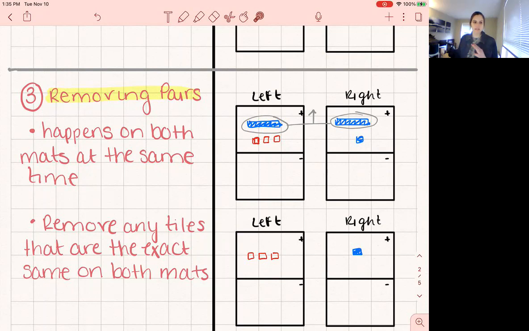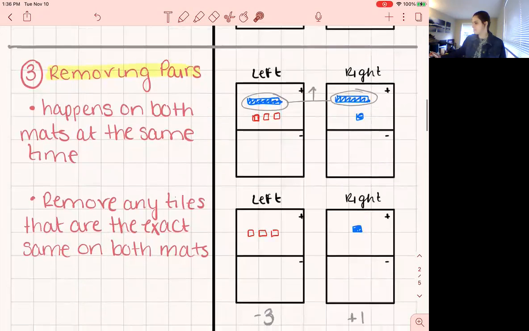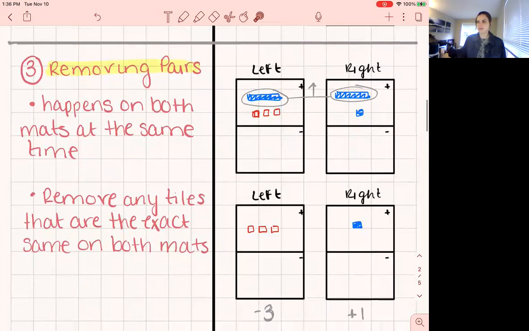So step 3 is the only one where we have to look at both mats at the same time. The other two steps happen separately on each mat. And these are the last mats you have to put on your right side. And then there's the name of your final mats.